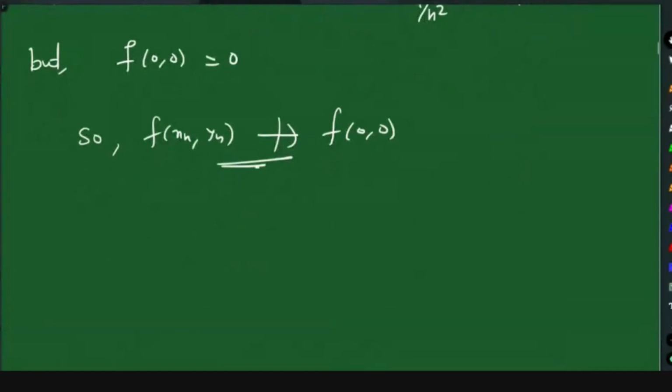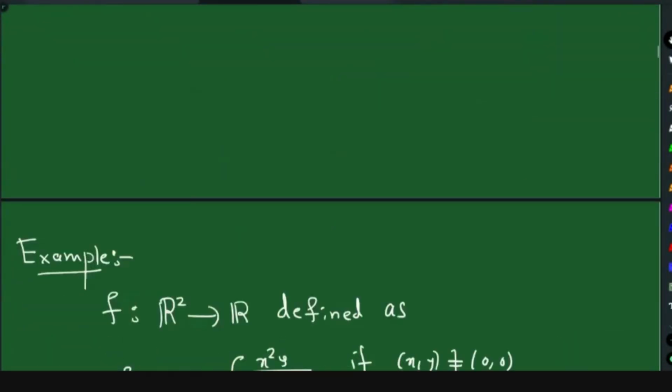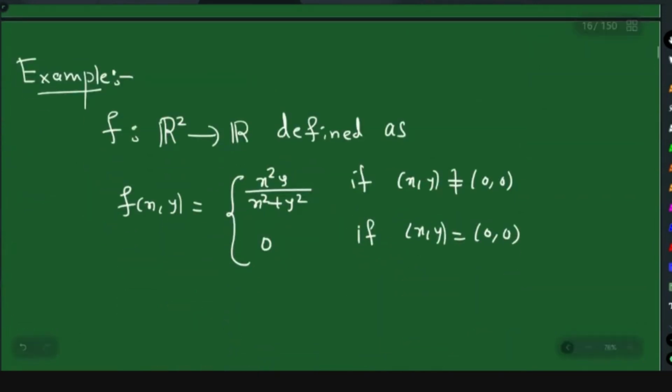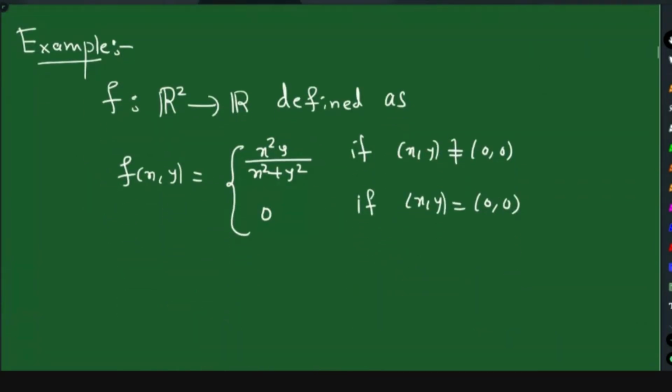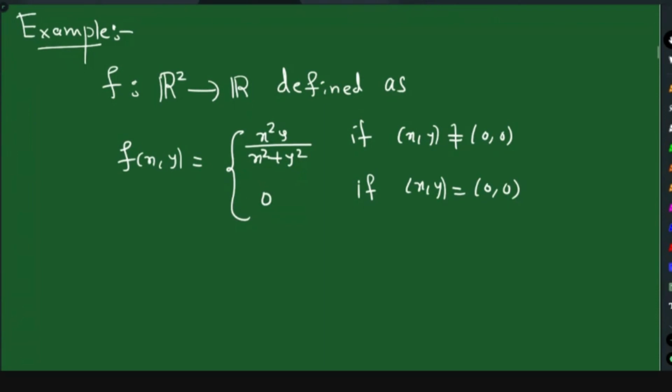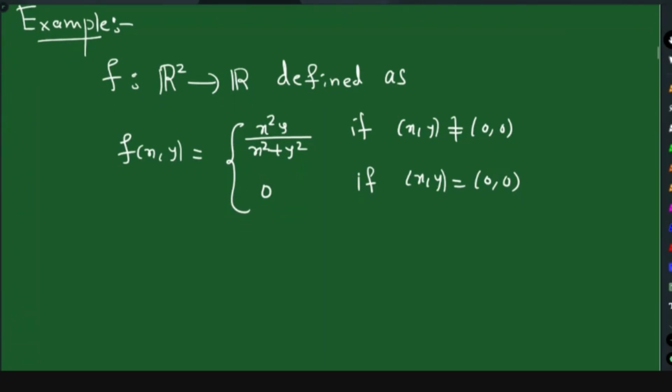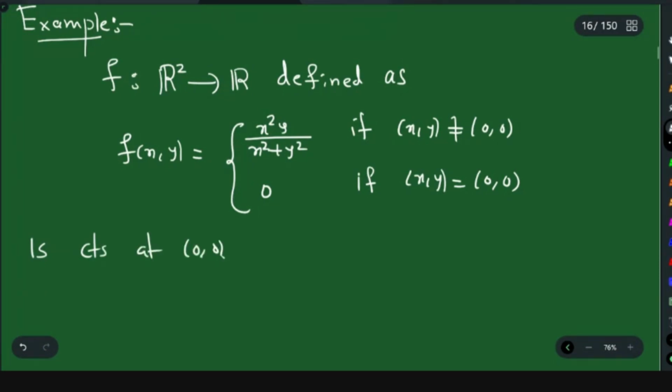So now I will give you one more example to show whether the function is continuous or not. I will show this function is continuous at (0,0). So let us look at why it is continuous at (0,0).